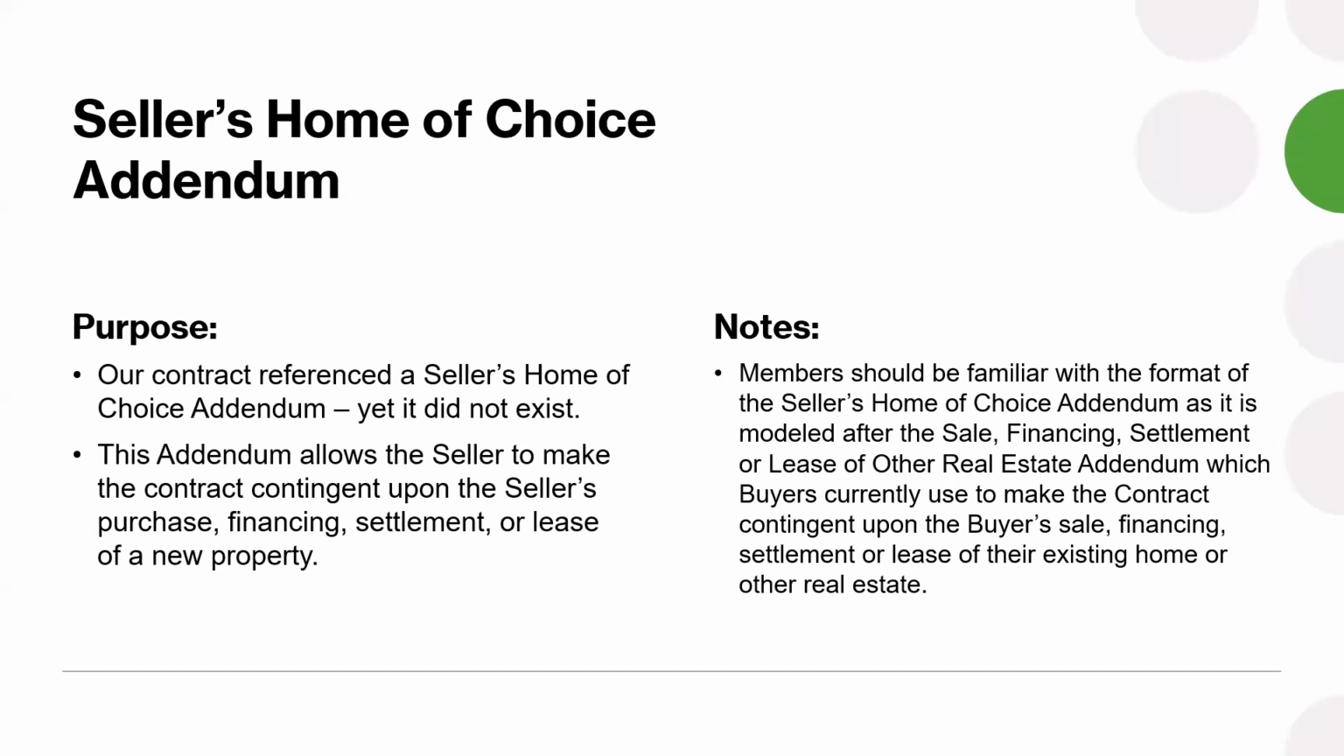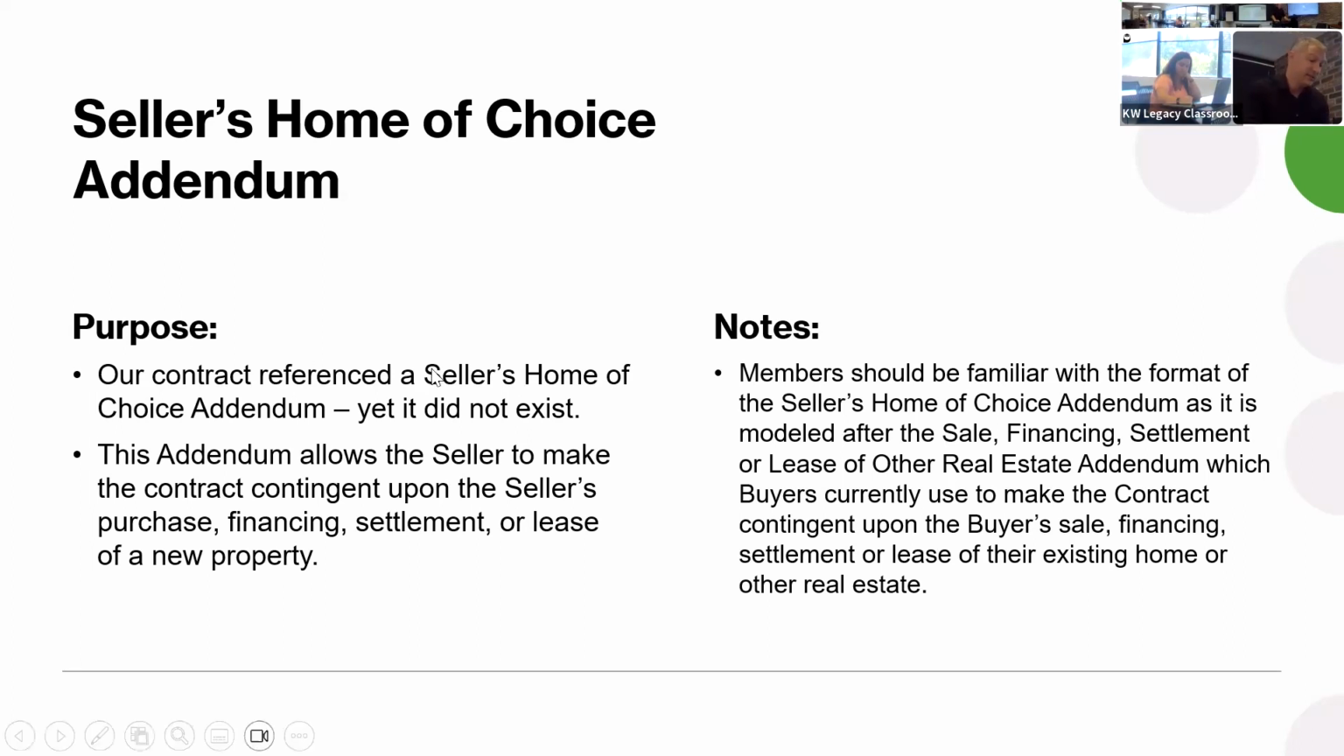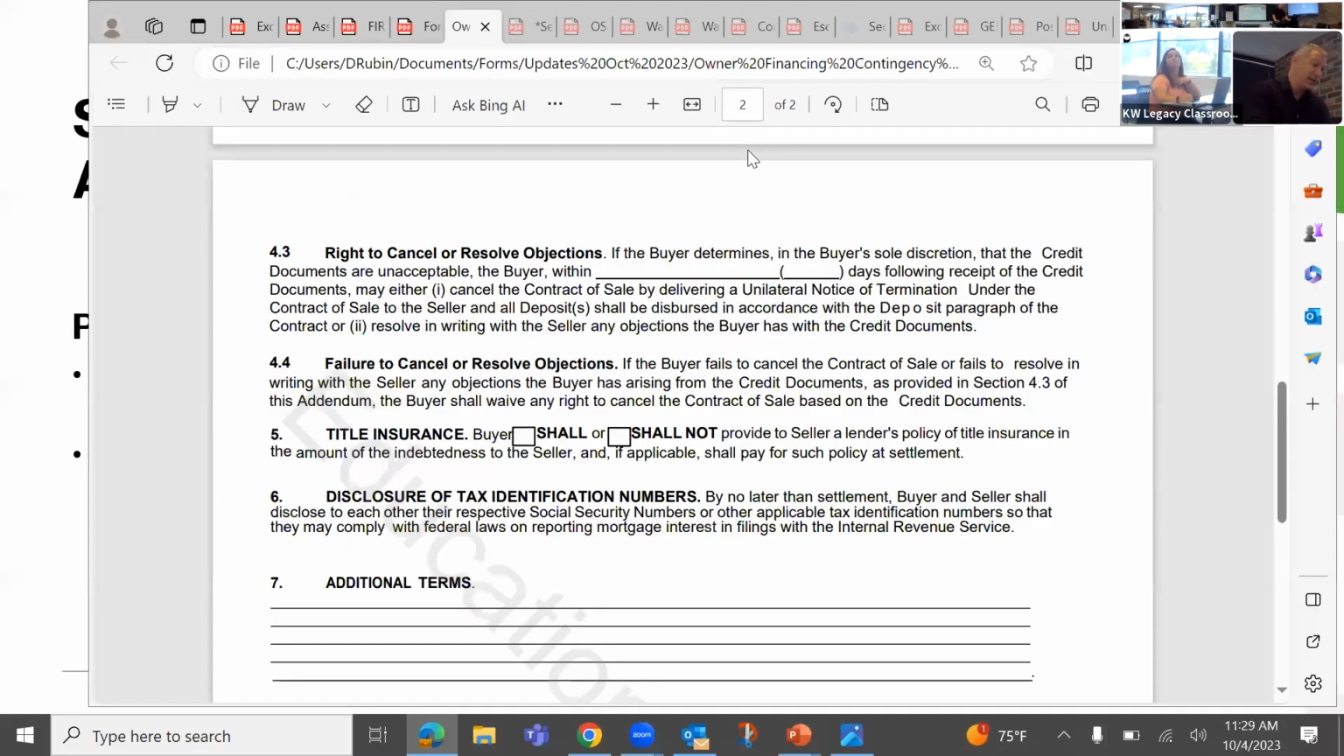Okay, the next one is actually going to be somewhat useful for people. There are a whole bunch of sellers out there that will be happy to sell their house, but only if they can find a new house. So this is the seller's home of choice addendum. It looks an awful lot like what we currently have for the buyers, which was called the sale, financing, settlement, or lease of other real estate addendum. So let me show that to you.